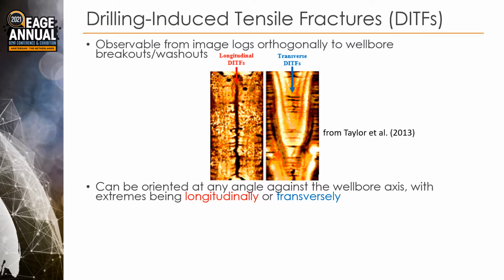The first is longitudinal, which we see on the left image log in red, where drilling-induced tensile fractures initiate axially with respect to the wellbore. And the second extreme drilling-induced tensile fracture orientation is transverse, which is shown on the right image log in blue, and that's where drilling-induced tensile fractures initiate lateral to the wellbore, or orthogonal to the wellbore.